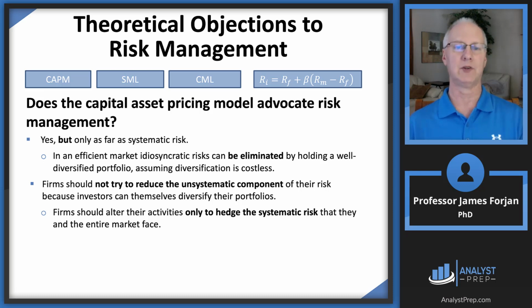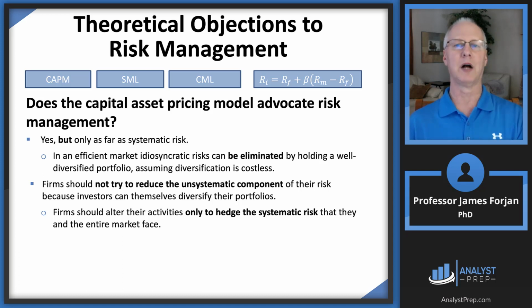So we can manage systematic risk, but what we can do as shareholders, as investors, is virtually eliminate that unsystematic risk component, so that firms don't have to worry about it. So firms should alter their activities only to hedge the systematic risk that their shareholders and the entire market faces. By the way, William Sharpe won the Nobel Prize in Economic Science for this work as well.